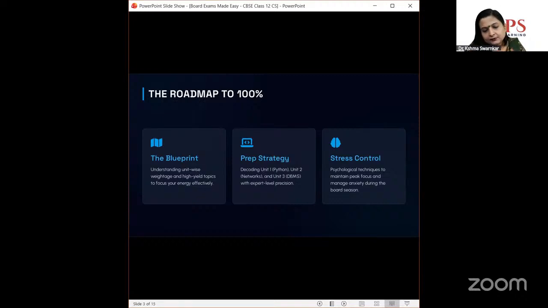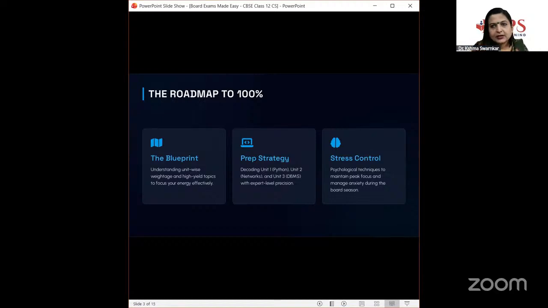And the final one, the most important, is stress control. Because exams are coming and we are tense that we have not studied this, we have not gone through this, blah, blah, blah. No, it is not like that. We have to understand and control our anxiety and stress, which is very important for a very smooth flow of the exams.